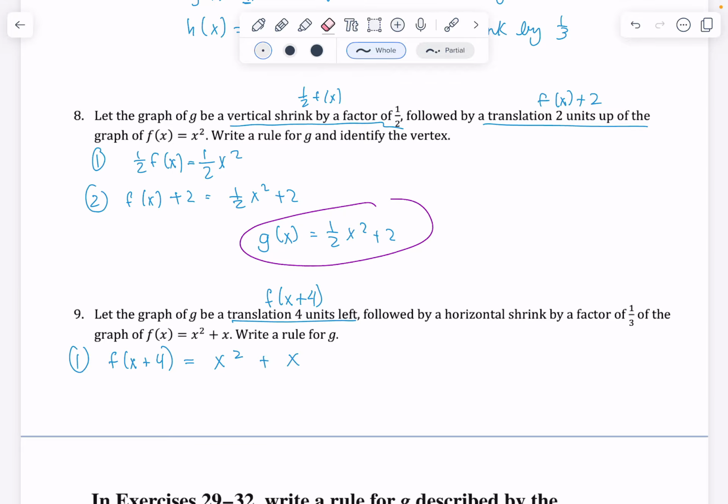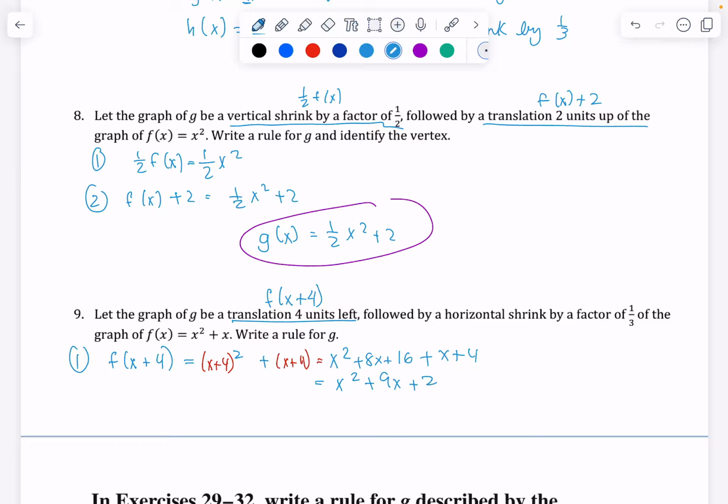And instead of x, I'm going to get rid of them. In this case, there's 2. And I'm going to replace it with x plus 4 in parentheses. So what that is going to be is x plus 4 squared, which is x squared plus 8x plus 16. I don't have anything to distribute into this parentheses, so I could just write that as plus x plus 4, and now I can combine like terms to get this expression.